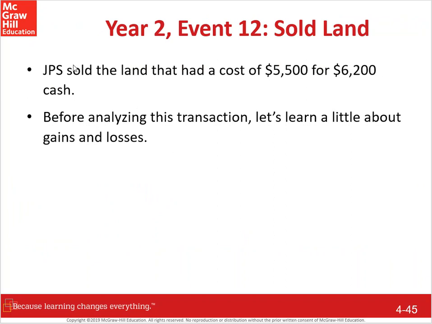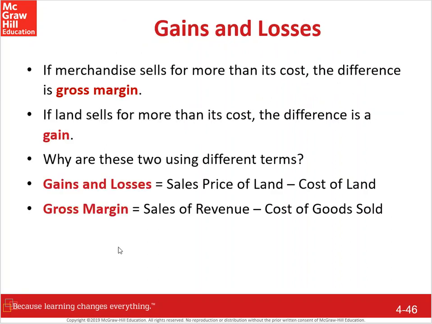Next transaction, JPS sold the land that had cost $5,500 for $6,200. So remember that land we bought? We bought it for $5,500. Now we're selling it for $6,200. Let's learn a little bit about gains and losses.